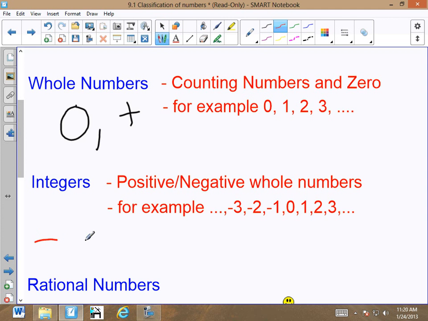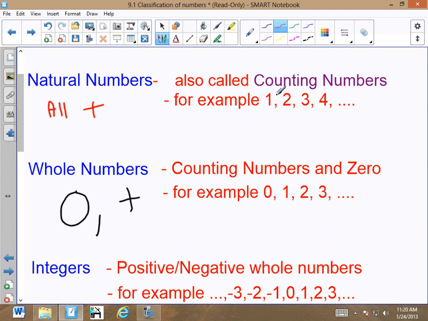Integers are all negative numbers, they're all positive numbers, and they're 0. So if it's positive, negative, or 0, it's an integer. As you can see, some numbers can be all three. For example, the number 1 is a natural number, it is a whole number, and it is an integer.